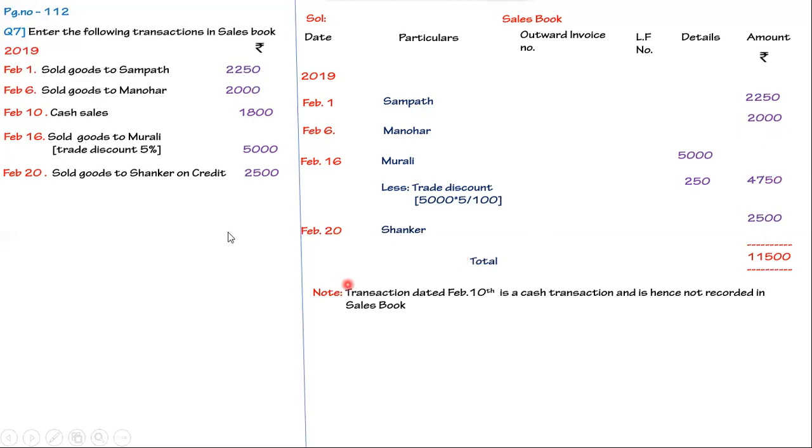The transaction dated February 10 is a cash sale. As it is a cash transaction, we will be writing a note for it that transaction dated February 10 is a cash transaction and is hence not recorded in sales book.